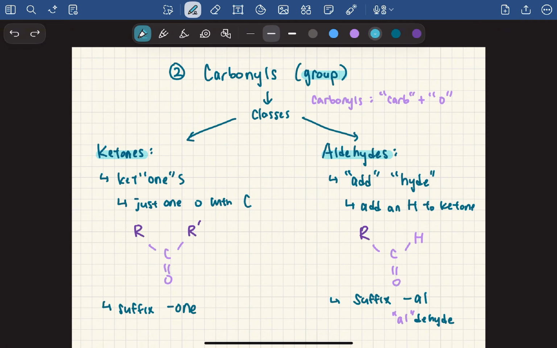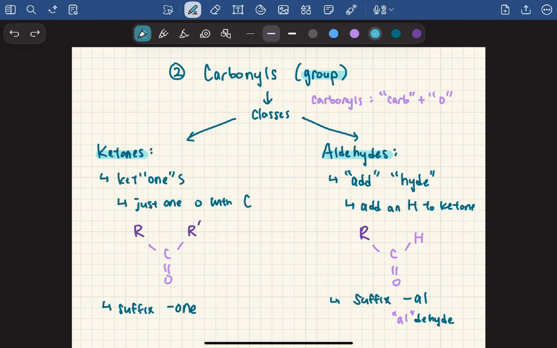And next are carbonyls. So this is technically one functional group, but this is the only one with multiple classes that we have to know. So it has 2 different classes. And so first, if you look at the name carbonyl, you can find carb and O. So you already know, okay, both of these are going to have carbon and an oxygen.